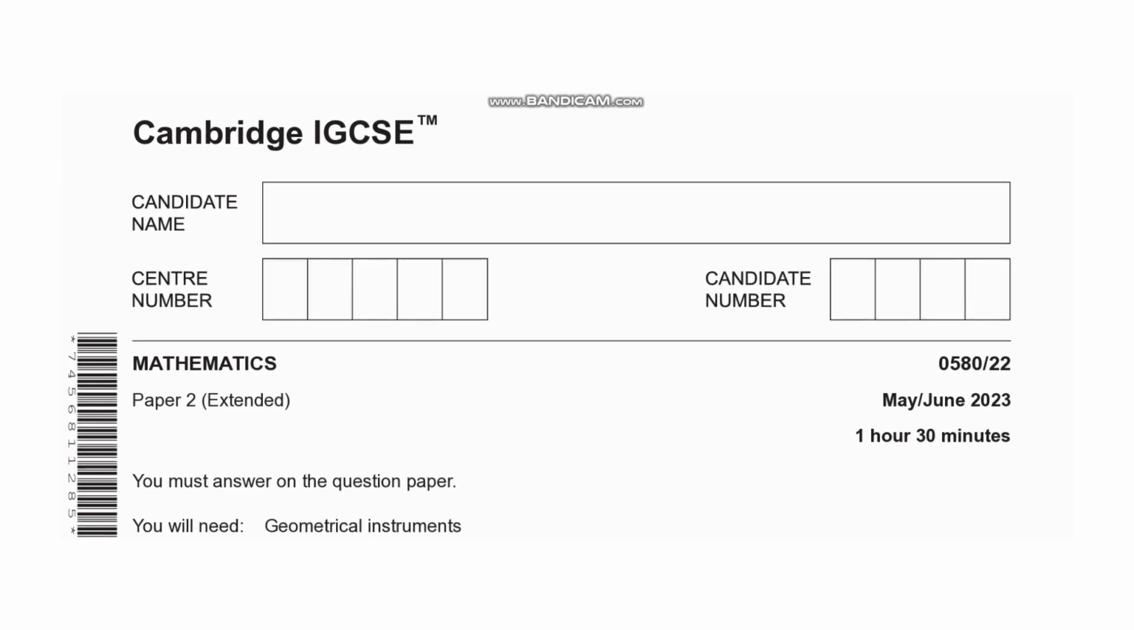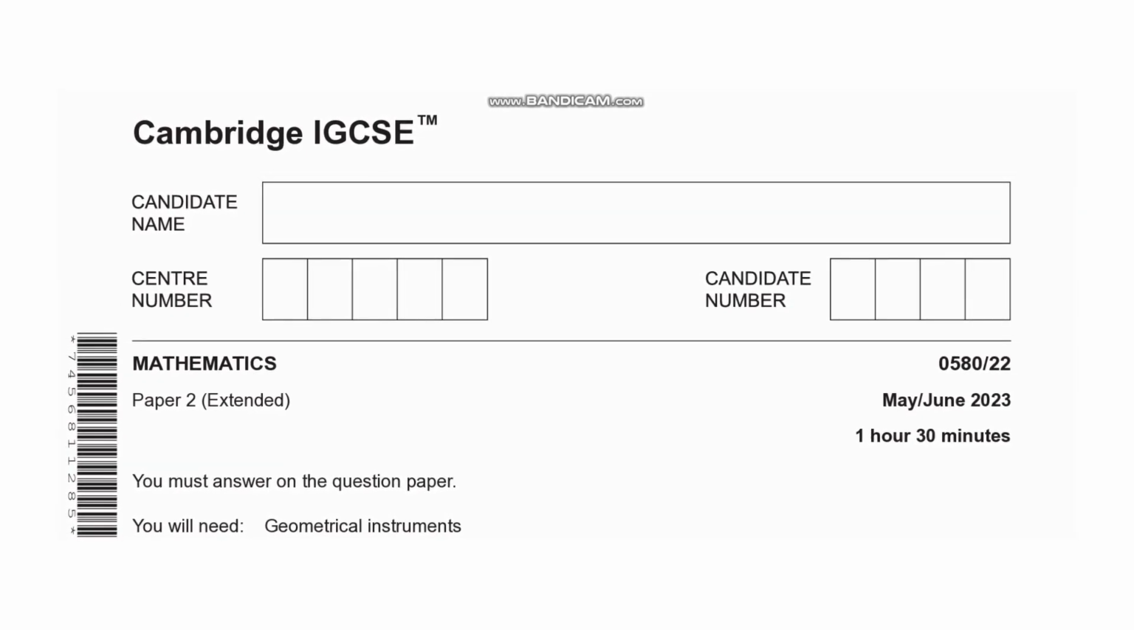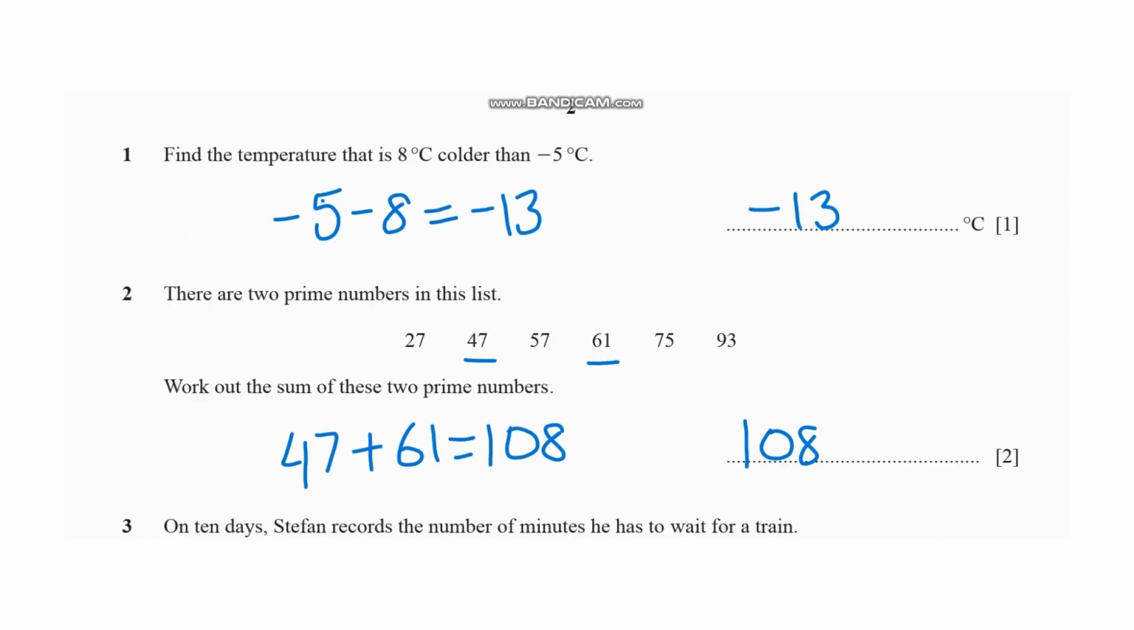Today I'll be explaining mathematics paper 20580/22 May June 2023. First question states, find a temperature that is 8 degrees Celsius colder than -5 degrees Celsius. So what we will do is, we will subtract 8 degrees from -5. So -5 minus 8, that will be -30 degrees. So the answer will be -30.